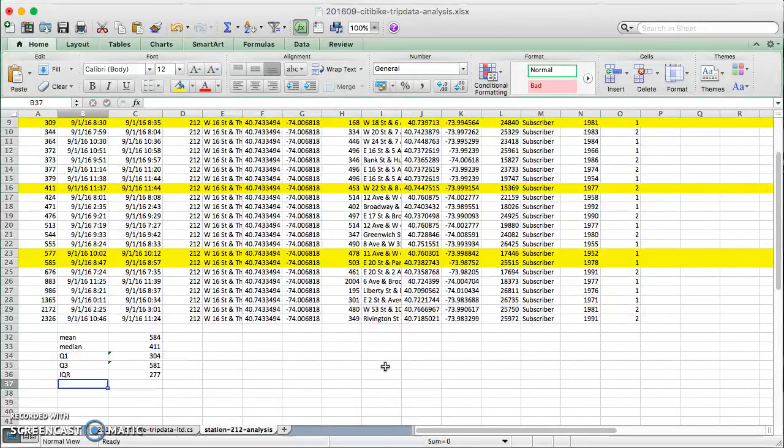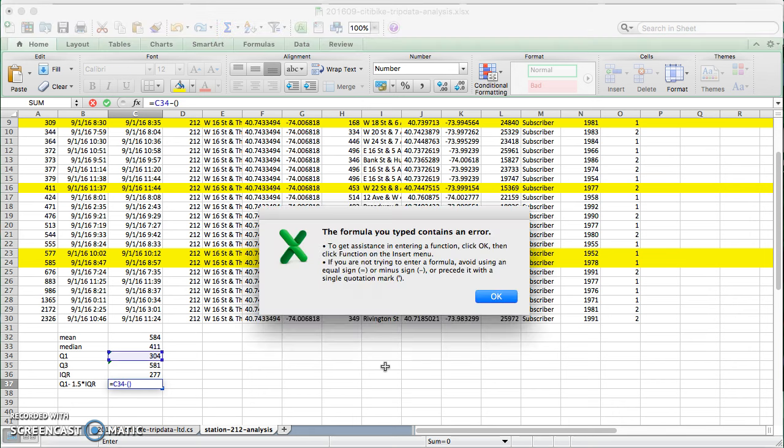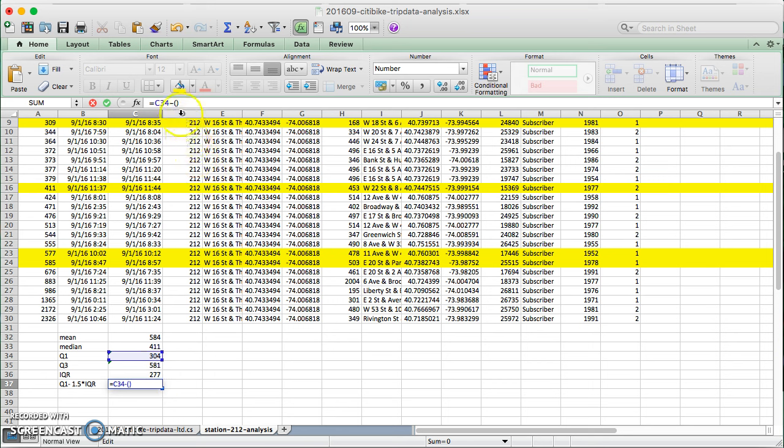And now I just need to do Q1 minus 1.5 times IQR. I didn't begin this with an equal sign, right? So I'm just using this as a label. So I can say this equals this value minus, now I need to put this in parentheses, yes, it's going to give me an error. I need to put this inside the parentheses so that it does the order of operations correctly. So I'm going to say in here 1.5 times, and then I can select this, and there we go. And the value I get is negative 112.